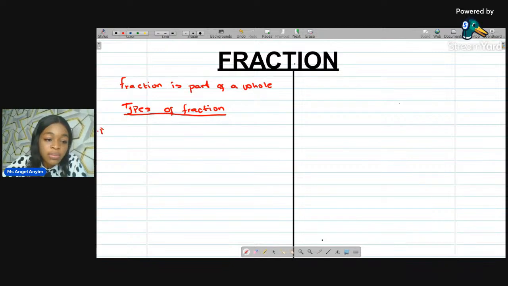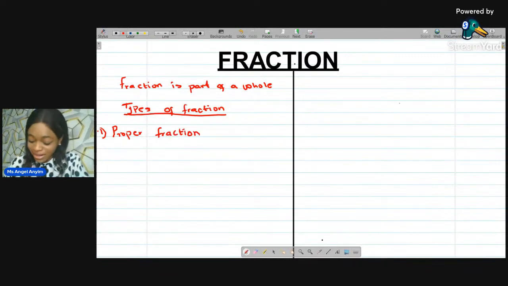One is proper fraction. And of course, we know what proper fraction is. I normally tell my students, it is proper for your elder brother to carry you as the younger one, right? But when you carry your elder brother, it looks improper because he is way bigger or older than you.